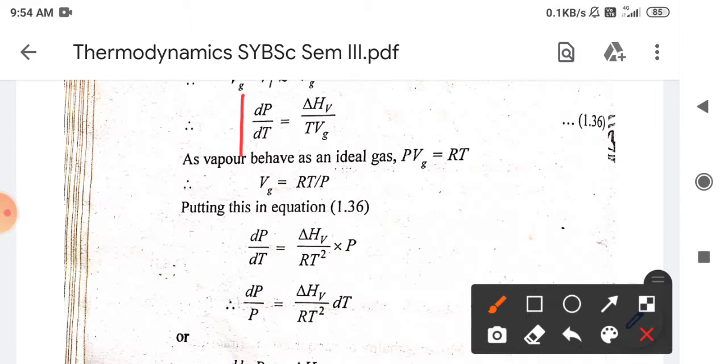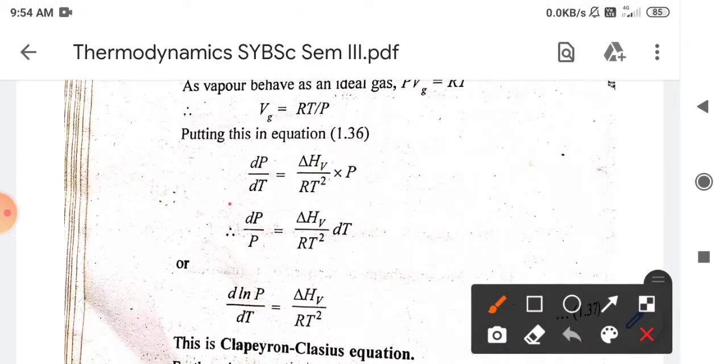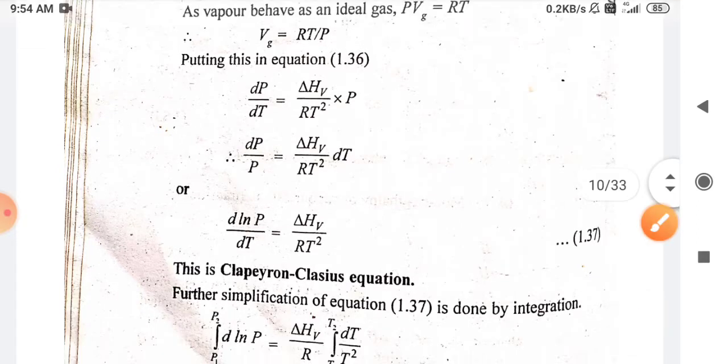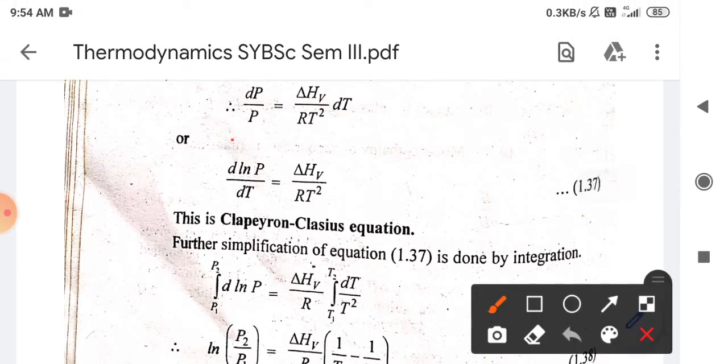But from the ideal gas equation, we can get the value for this Vg, that is the volume of a gas, which comes out to be RT upon P. So just simply substitute that value in this equation: dP/dT is equal to ΔHv upon RT squared into P. Rearranging the equation, dP upon P can be expressed as the derivative of ln P, with dT taken on the left hand side.